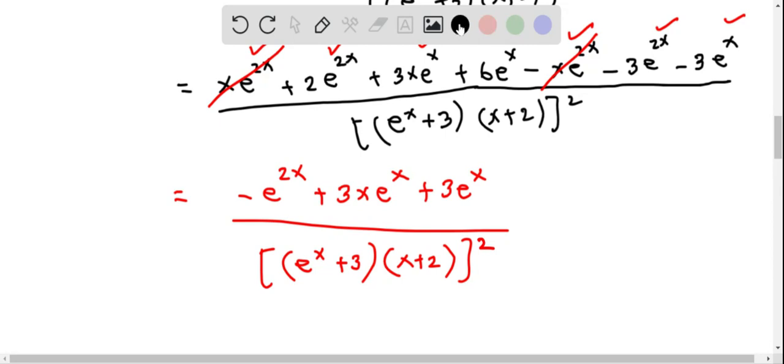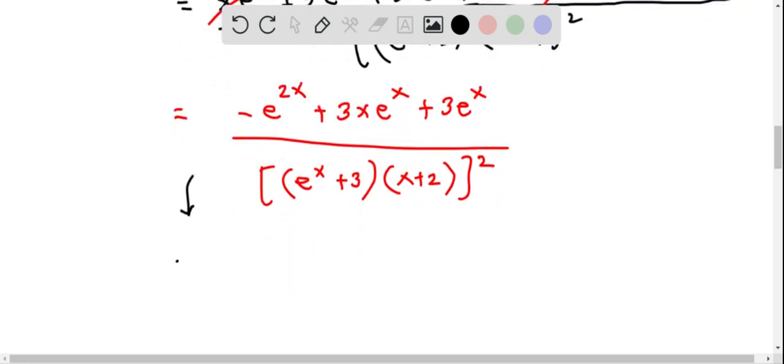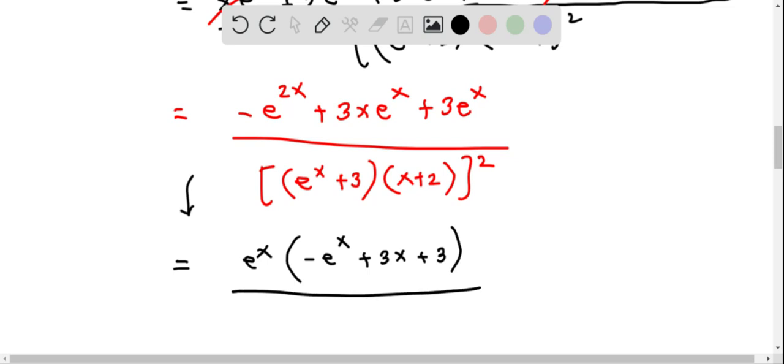So this is the derivative of the given rational expression. Or else we can give this in factored form, that is, if we factor out e power x from the numerator. So therefore this becomes negative e power x plus 3x plus 3, basically factoring e power x in the numerator, and the denominator remains the same, that is e power x plus 3 times x plus 2 quantity squared. So either this is the answer, or if you write this in factored form, this is the answer.